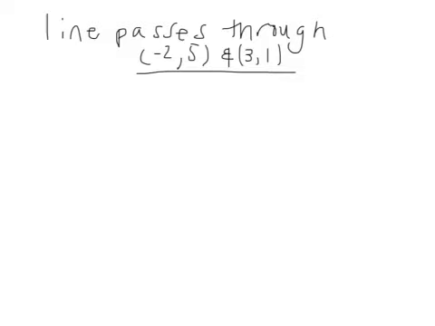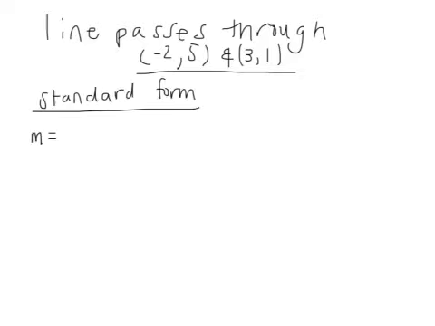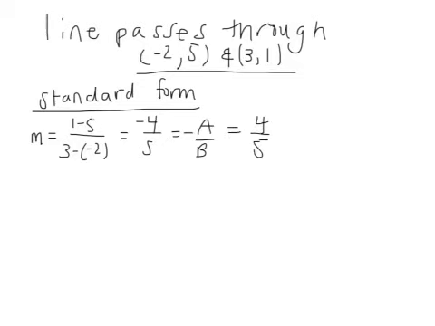For an example, let's write the equation in standard form of a line that passes through the points (-2, 5) and (3, 1). So first, let's plug in the values to find our slope. We get our slope is equal to -4 over 5, which then we can say is equal to negative a over b, or the opposite of a over b. So the opposite of 4 over 5 is 4 over 5. So our a equals 4 and our b equals 5.